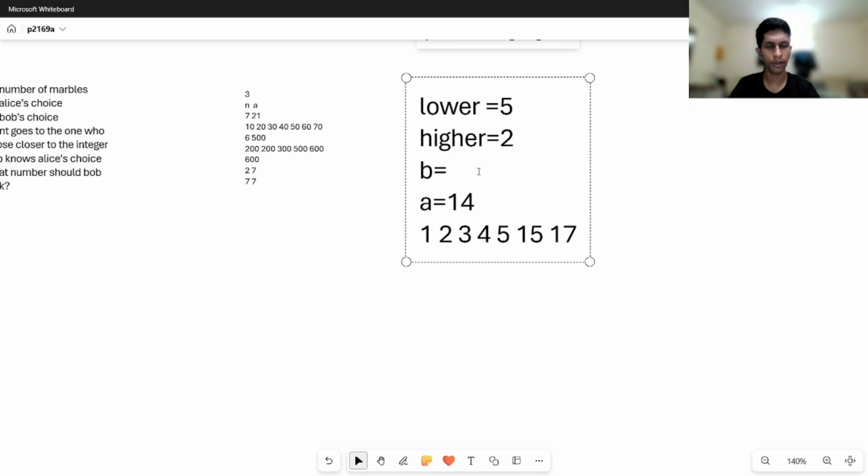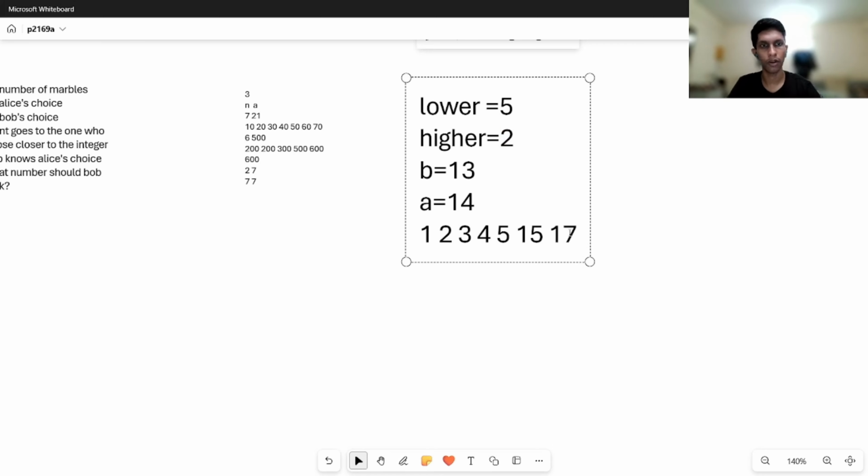So in this test case, we have to choose a number just lower than Alice's number so that we'll get this 5 points. Since we have to maximize the percentage of winning for Bob, we'll choose this lower side and we'll choose a number lower than 14. Let's say we choose 13. So what will happen? We'll get all the lower points. It means we'll get 5 points, and Alice will get 2 points, and we'll win eventually.